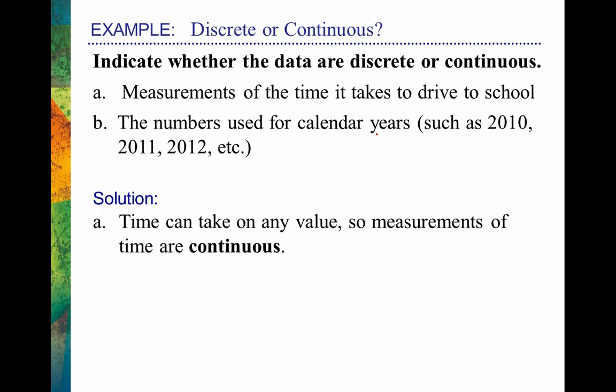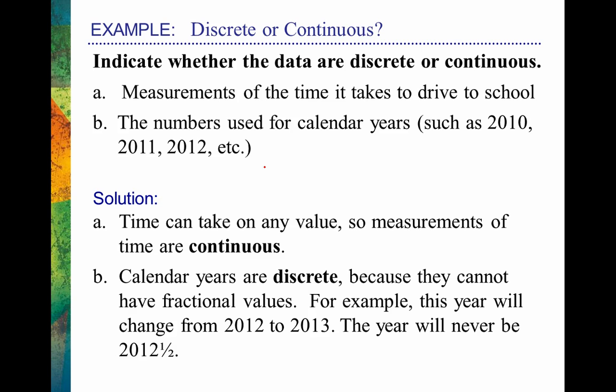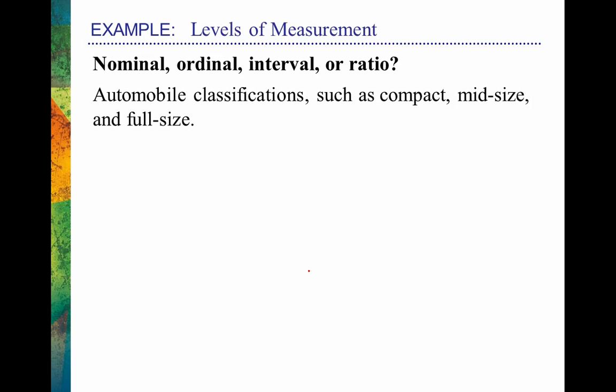The numbers used for calendar years, such as 2010, 2011, 2012, well, we never say that, it's September 2013 and 3/4. We just don't use years that way. When we're talking about calendar years, they are limited to whole numbers. So that's going to be discrete data. Calendar years are discrete because they cannot have fractional values. For example, this year will change from 2012 to 2013. The year will never be 2012 and a half. And of course, we're actually going from 2013 to 2014, and there will never be any fractional component. Let's go over another couple examples.